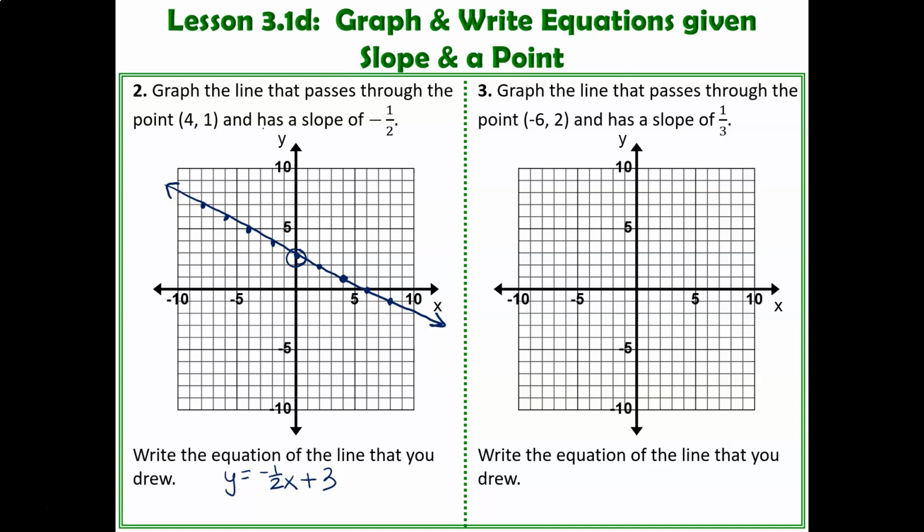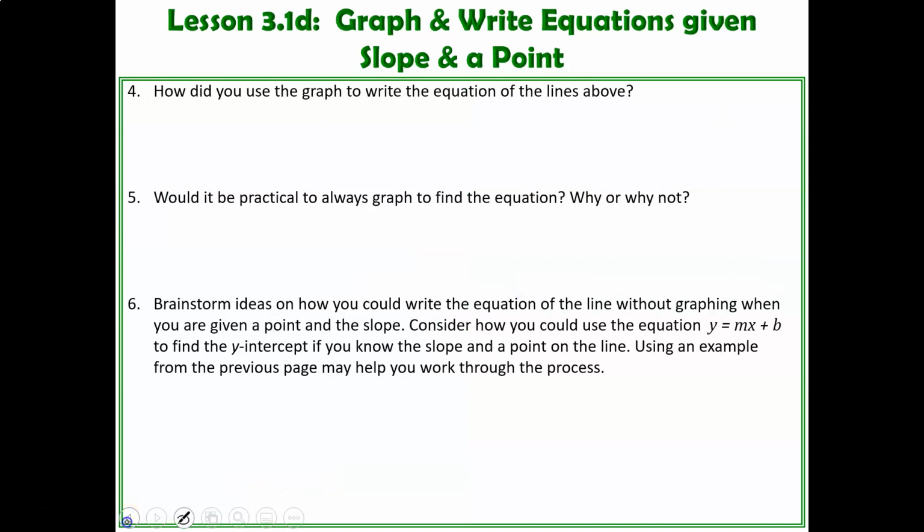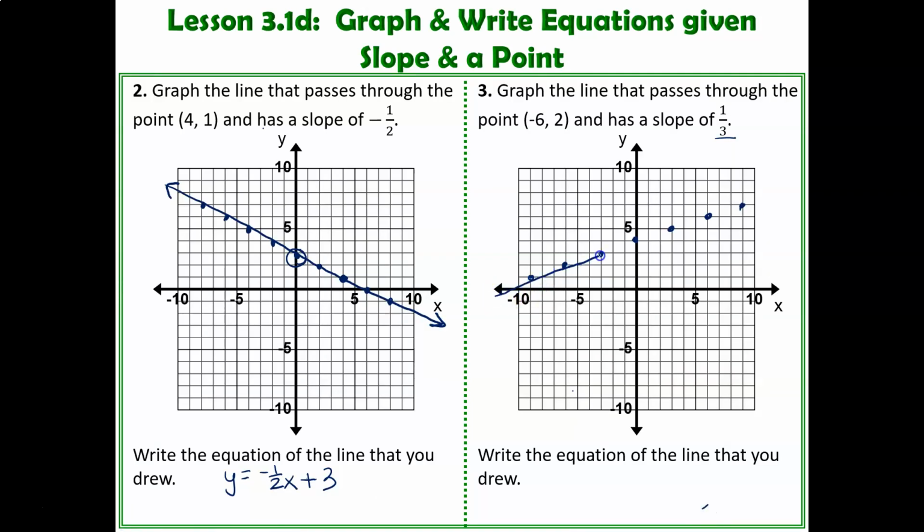Number 3, graph the line that passes through the point (-6, 2) and has a slope of 1/3. So we're going to go -6, +2, and our road map, our slope, is 1/3, up 1 over 3. Down 1, left 3. Whoops. The more points you have, the easier it is to draw the line. Okay, so our m is our slope of 1/3, which was given to us. Don't forget to put that x back in. And our y-intercept, the line intersects the y-axis at 4.